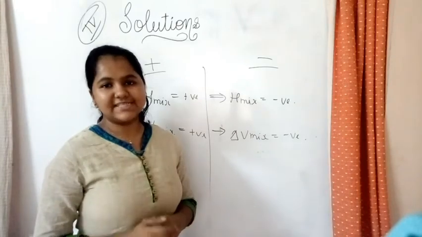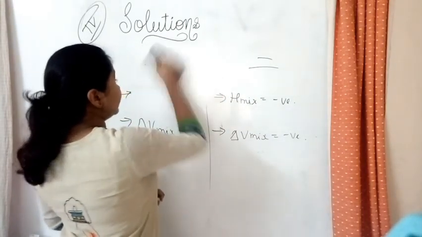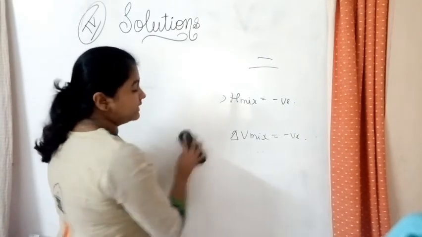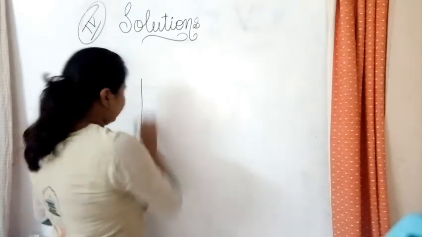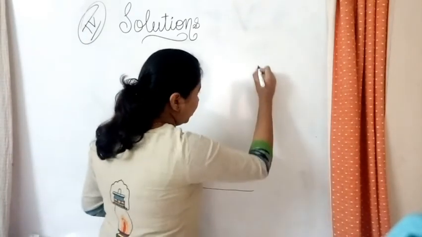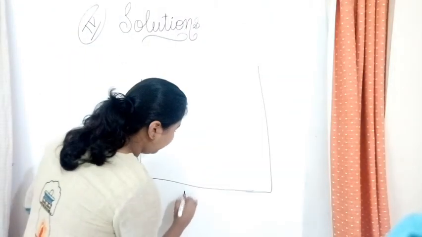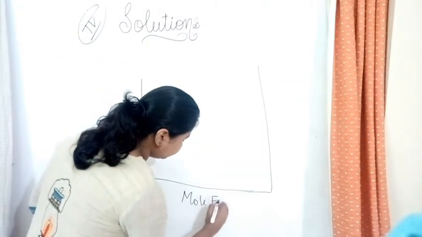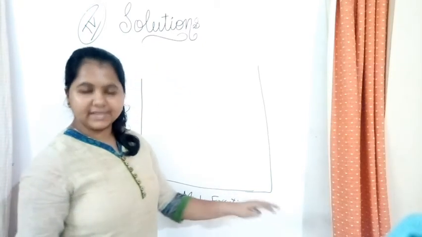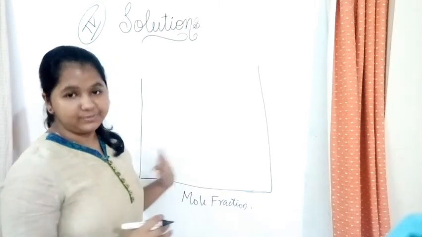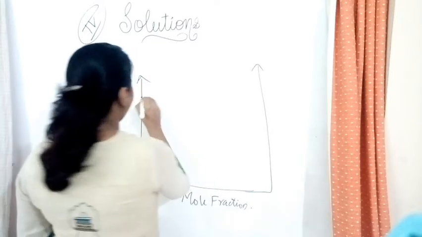So now we have to discuss the graphs. So let's see the graphs. In the previous session, that is in part 3, we saw a graph. In the last, I discussed a graph, no? Let's make the graph. Yeah, you remember? Over here we had mole fraction. Do you remember a graph we drew like this?